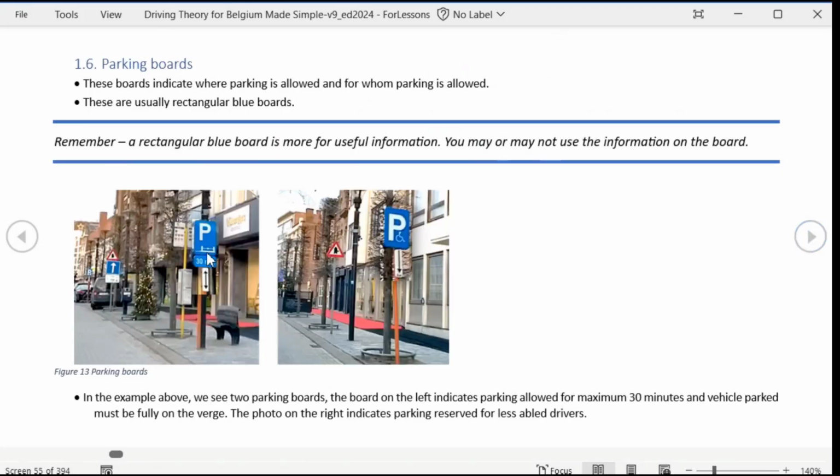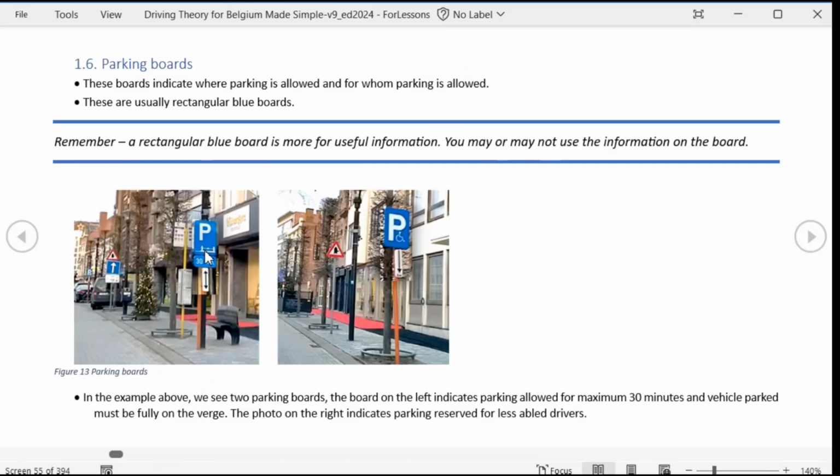The next are parking boards. So these are very similar to the information boards, rectangular boards. But what is different between the information board and the parking board is that there is a big P written on a parking board. So it's an information board.